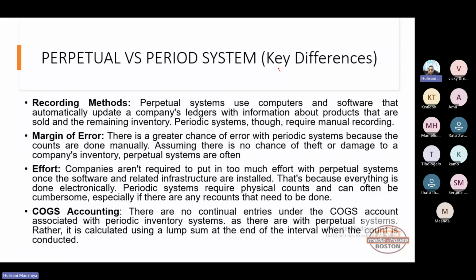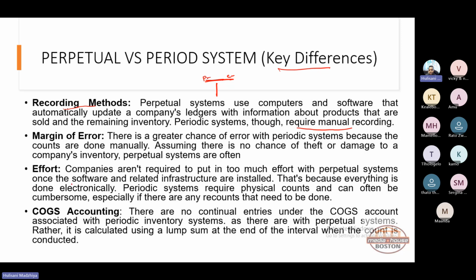What are the key differences? The first thing is the recording method, where perpetual uses a computer and software that automatically updates the company's ledger account. If you still remember the ledger account, the T account, the debit side, the credit side, whether the account is increasing or decreasing. So that's the ledger account with information about the product sold and the remaining inventory. The periodic system, though, requires us to do everything manually. We calculate our cost of sales manually, and we also identify our remaining stock manually.